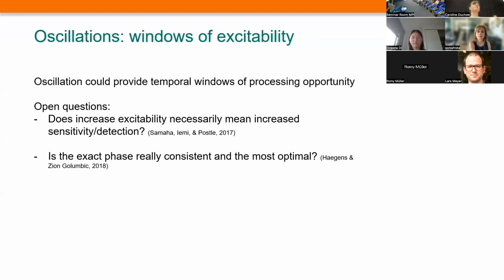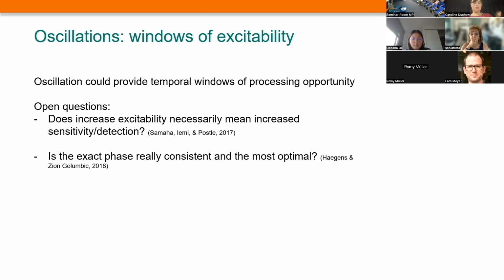So, as I said, oscillations could provide these temporal windows of processing opportunity. So there are specific phases where simply there's better processing, and this could help to process rhythmic structures more efficiently. Still, there are some open questions to me. Many of these studies, especially these pre-stimulus studies, do detection. And very few studies actually investigate whether this increased excitability has an effect on sensitivity or rather only on detection. So it might be that participants simply say there are more stimuli, or they perceive something more frequent, but they're not necessarily more sensitive. So is it really more optimal?